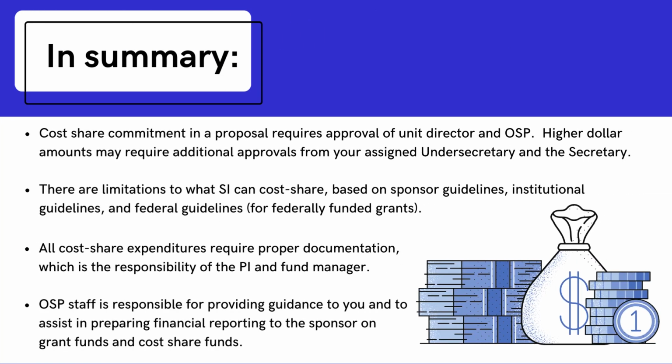In summary, cost-share commitment in a proposal requires approval of unit director and OSP. Higher dollar amounts may require additional approvals from your assigned undersecretary and the secretary. There are limitations to what SI can cost share based on sponsor guidelines, institutional guidelines, and federal guidelines for federally funded grants. All cost share expenditures require proper documentation, which is the responsibility of the PI and fund manager. OSP staff is responsible for providing guidance to you and to assist in preparing financial reporting to the sponsor on grant funds and cost share funds.